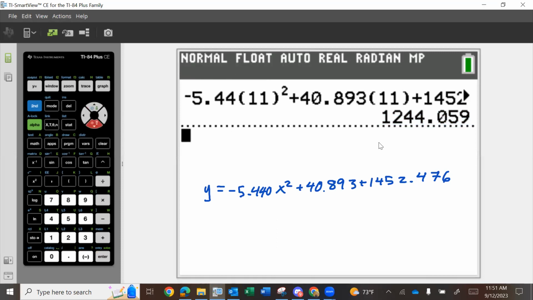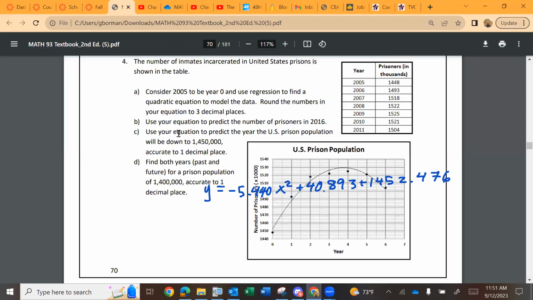So that's how we do it. Part C, use your equation to predict the year the U.S. prison population will be down to 1,450,000, accurate to one decimal place. Notice on part B, it was here's the year, plug it in to get the number of prisoners. In other words, here's the x value, plug it in to get the y value. But part C is the new thing in this section. Here is the y value, the number of prisoners, go find the x value.